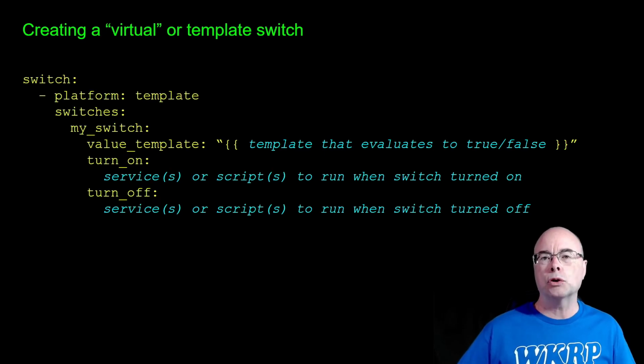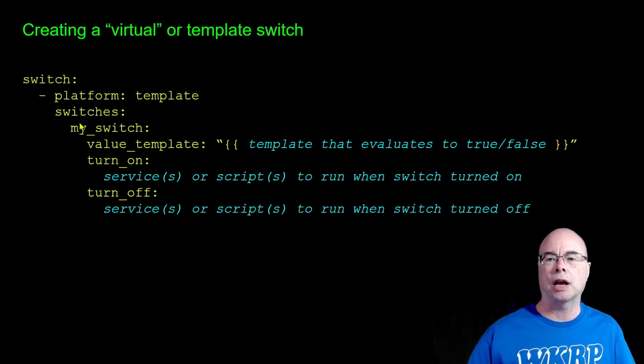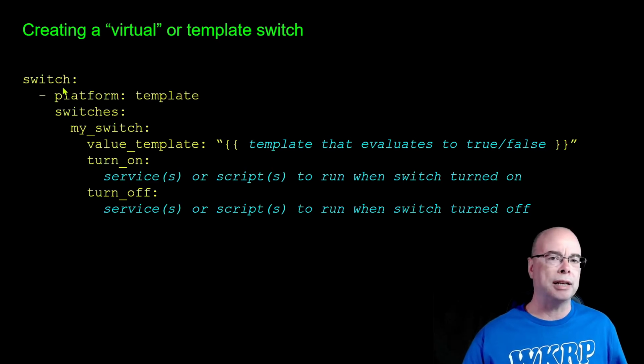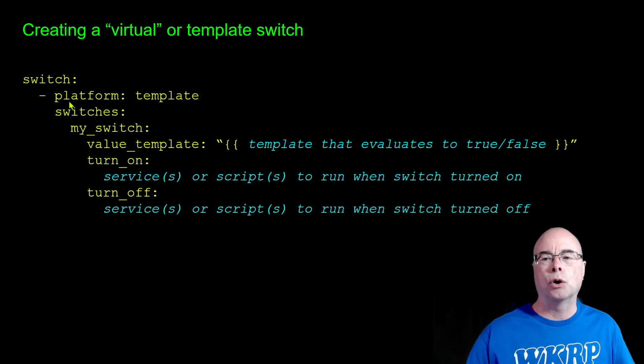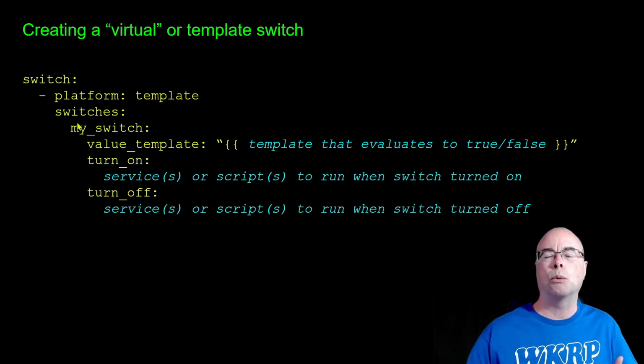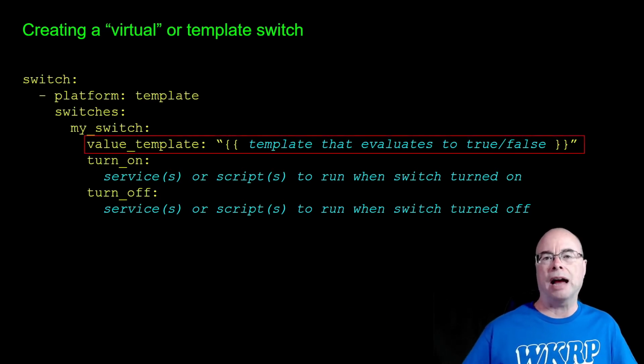So wherever you have your switch integration defined, this top switch, that might be your configuration.yaml, it might be in a switches.yaml file, or it might even be in packages if you're using those. We're going to add a platform of template. And then we're going to say switches, and underneath that we're going to define our template switches. Now there are three main parts to this, and the first part is the value template.